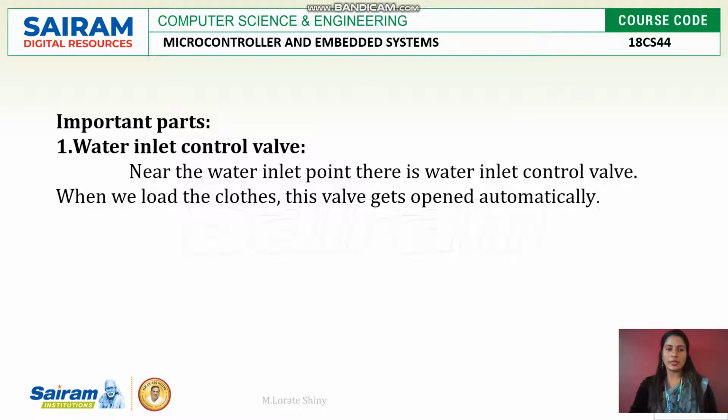First one is the water inlet control valve. Near the water inlet point there is a water inlet control valve. When we load the clothes inside the washing machine, this valve automatically opens, and after giving the required water inside the washing machine, it automatically closes.